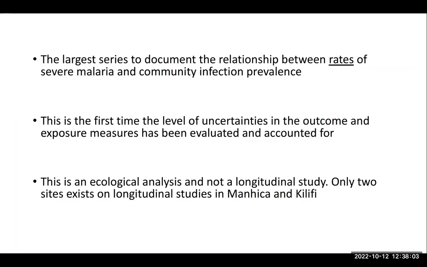So I will begin the discussion by mentioning that this is the largest series of data to document the relationship between the rate of severe malaria and community infection prevalence to date. And it's also the first time that the level of uncertainties in the outcome and exposure measures have been evaluated in an epidemiological study. Because the assumption is that our outcome is always certain, that you're 100% accurate with the measurement of the outcome, but we've demonstrated otherwise in this study.